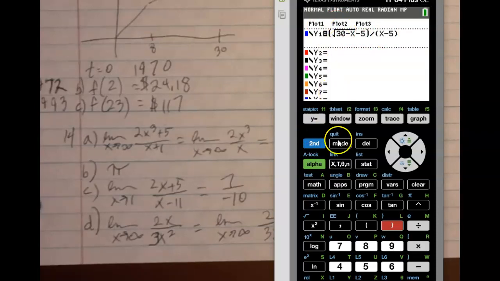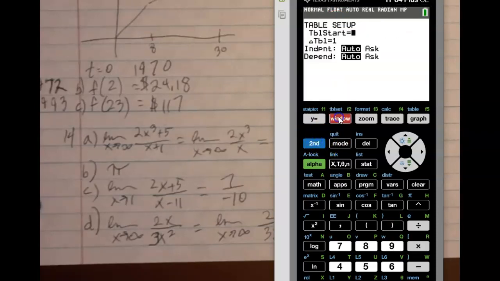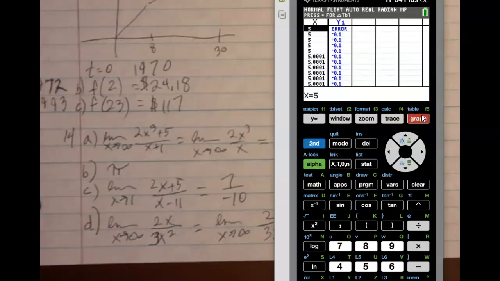So I want the limit at 5. So I'll go to second window. I'll put in 5 as my starting value, and I want it real close to 5 so that I can see what the number is. So I'll put 0.00001. If I do a second table here, I can see that this value is negative 0.1. And if I go below to the left of 5, just a little before 5, below 5, I also have negative 0.1. So my answer for this problem is negative 0.1.